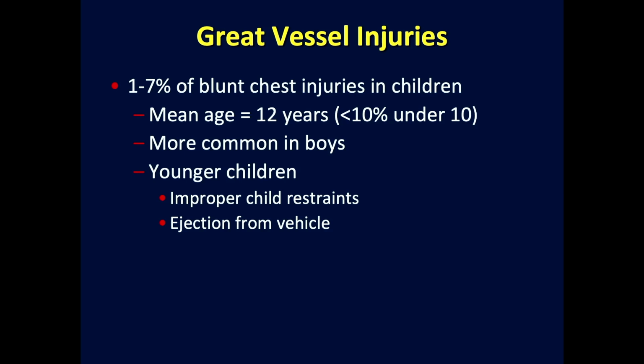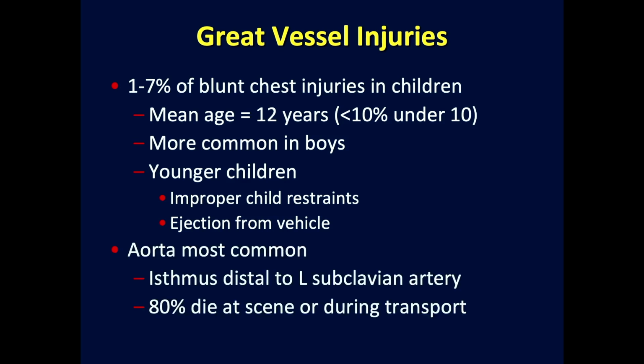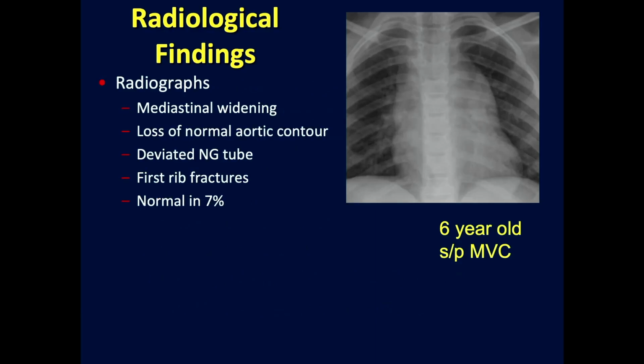Don't we have to worry about that? Well, they are pretty uncommon in children. Mostly we are going to see them in teenagers, in high-velocity motor vehicle accidents. Occasionally we'll see them in younger children if they had improper child restraints or were ejected from the vehicle. And like in adults, statistics tell us that the upper thoracic aorta is the most common location, and often, once again, these are life-threatening, and these children may not make it to your emergency department to be imaged. But if they do, the findings are very similar to what you would see in an adult.